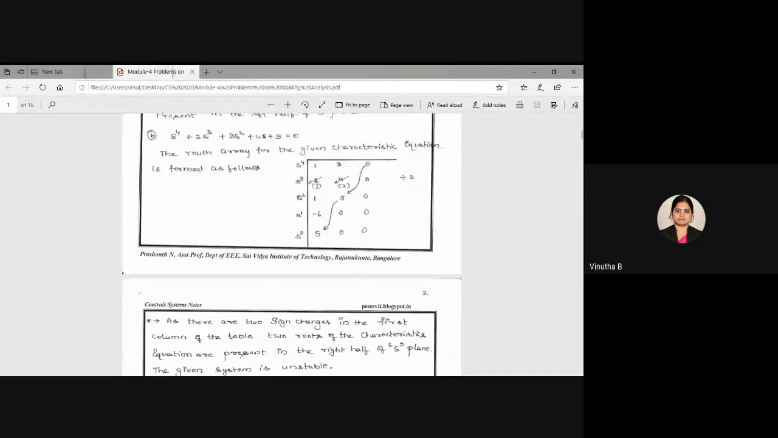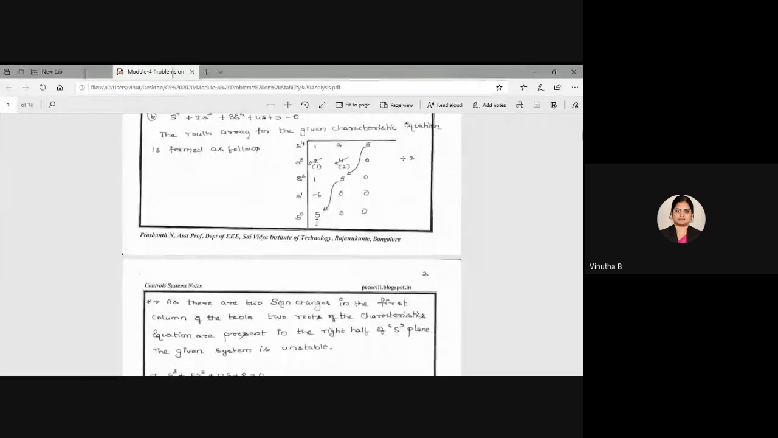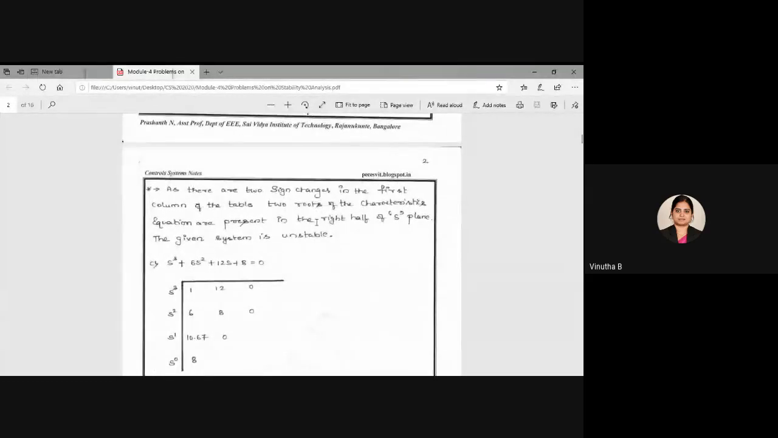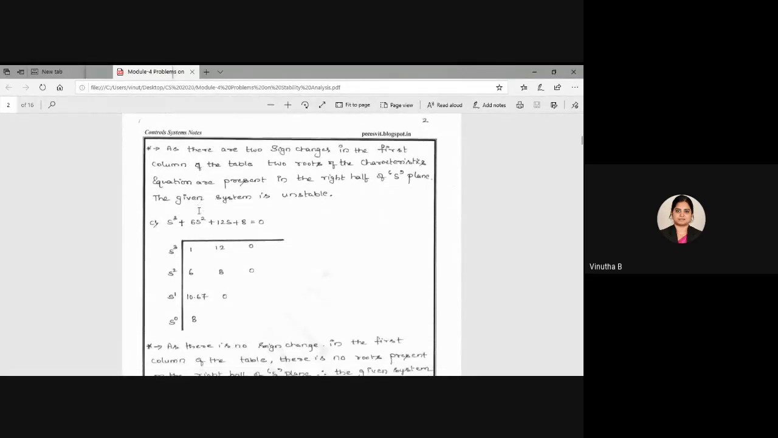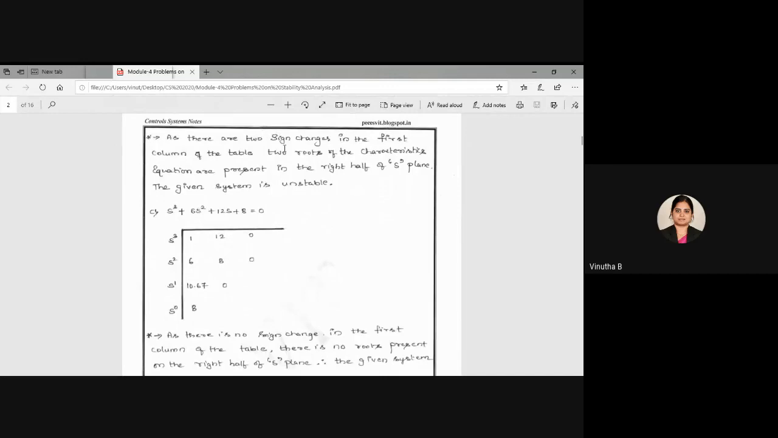Here you can see, whenever you come across such values, 2, 4, and if you find that there is a common term, then you can divide by 2 so that your simplification becomes much simpler. Observe the first column, you have a negative sign here. So this indicates that the system is unstable. And how many sign changes were there? There were two sign changes in the first column. So how many roots are present on the right half of the S plane? Two roots, and the system is unstable.